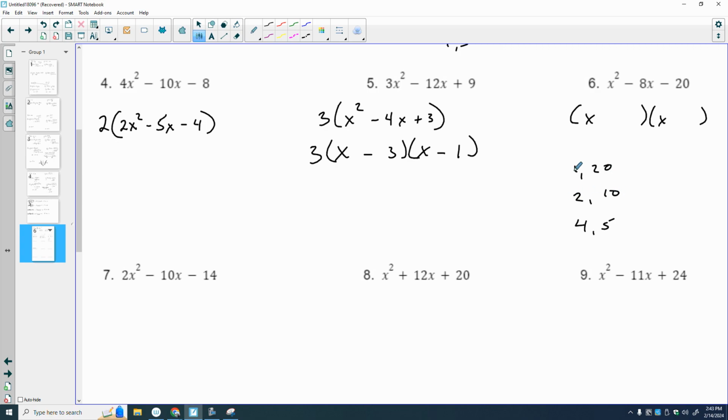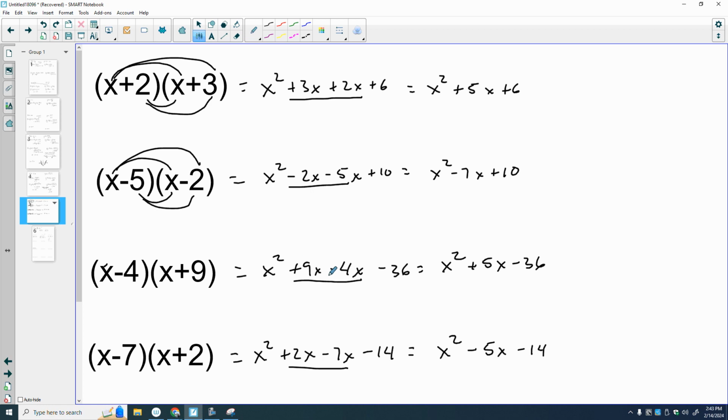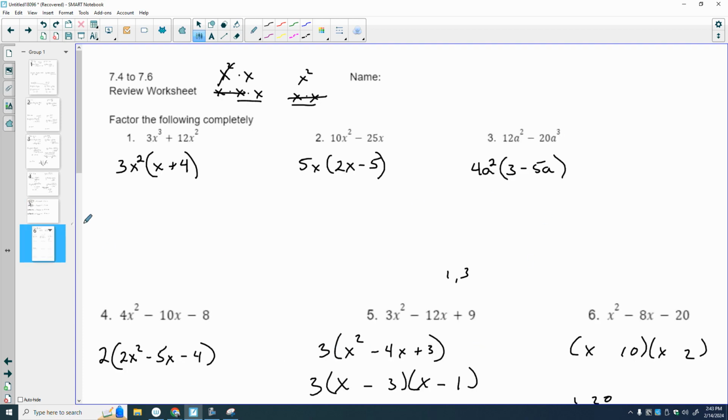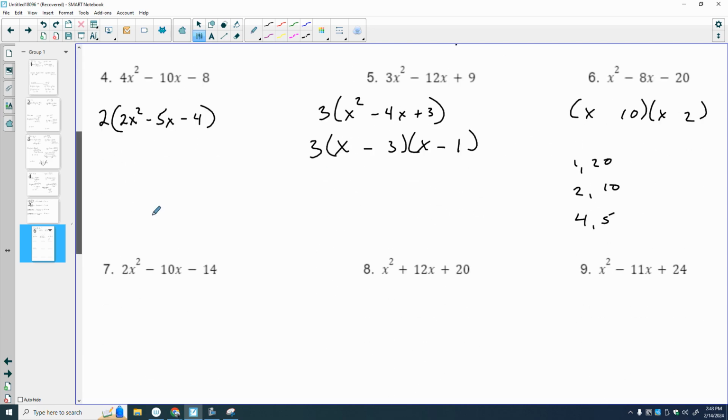20 minus 1, is that 8? No. 10 minus 2, is that 8? Yes. My two numbers are 10 and 2. I want a negative 8. Remember what I said? Sorry, I have to go back again. Remember what I said? You take the sign of the larger number. If this is a negative 7 and 2, when I subtract them, I take the sign of the larger number. So this has to be a negative larger number because this is negative. So the 10 is negative and the 2 is positive.